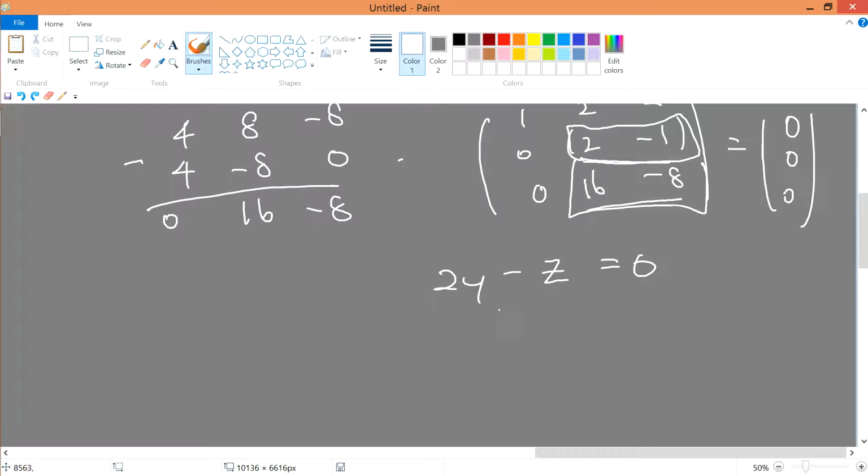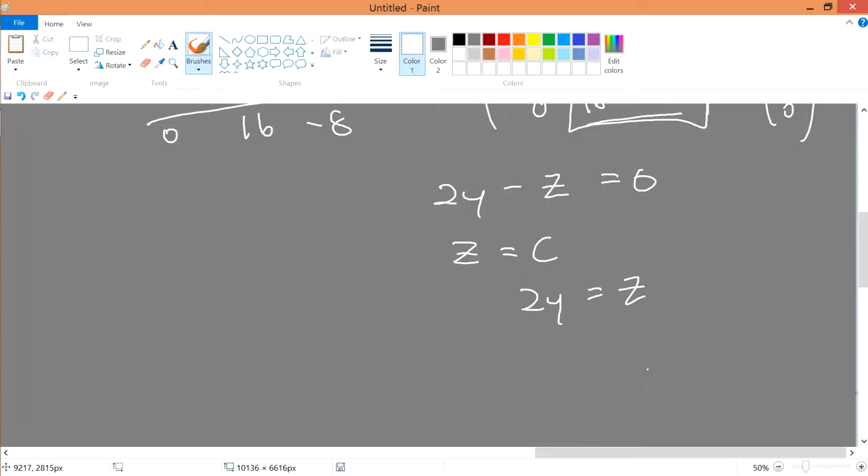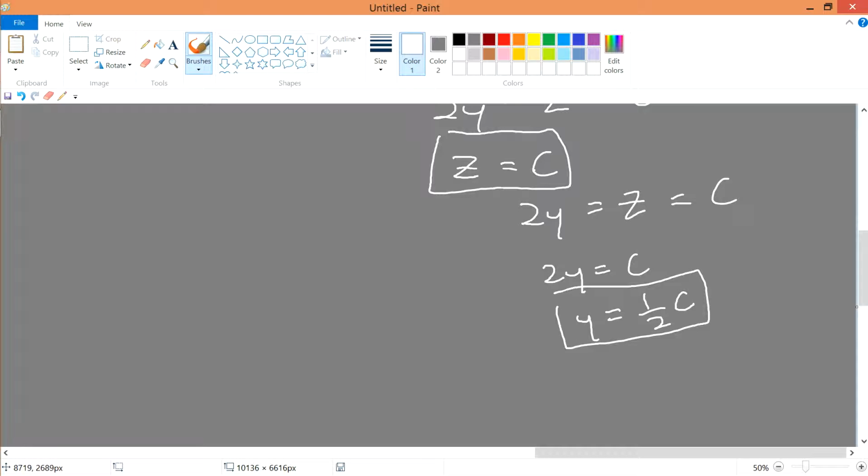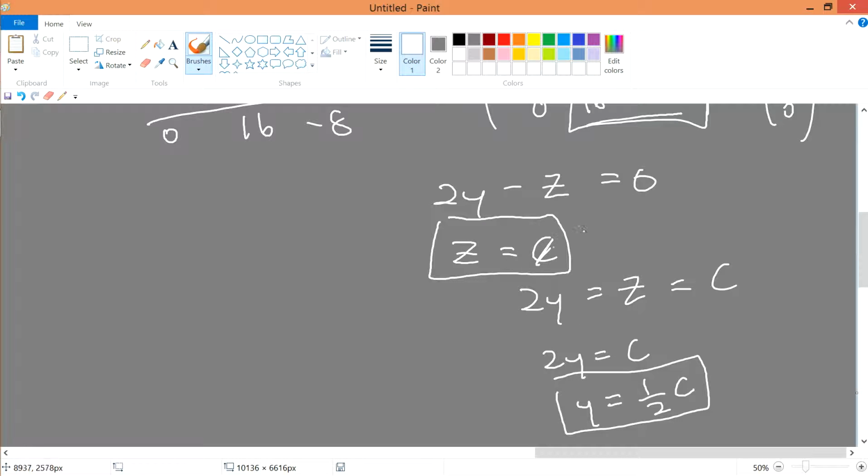Okay, what I would suggest is to set z equals some constant c. When you do that, 2y equals z, and you also know that z equals c. So z equals c, 2y equals c, y equals half c. Alright, so you see the difference now. Since I know that my z equals c, y equals half c, I will simply say that c is just some constant. I will just say this is 1, alright?